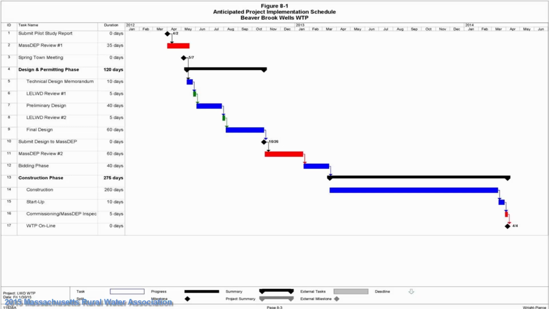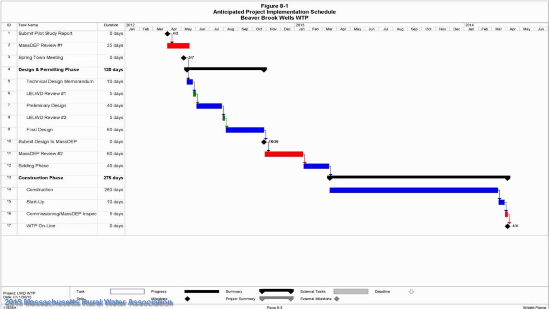The next few bars, some of the green, were basically reviews with the owner. Again, it's very important to get your input during the design process. And then ultimately the next red bar was the design submittal to MassDEP to make sure that the facility was designed in accordance with the regulations. Once we got their approval, we bid the project with the smaller blue bar, and after you award the project, the longer black and blue bars are basically construction.